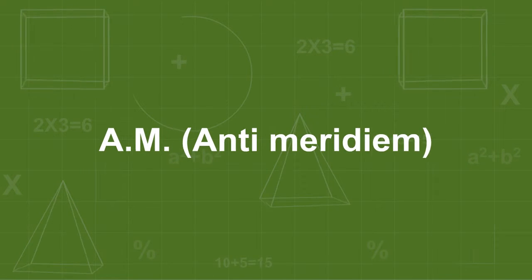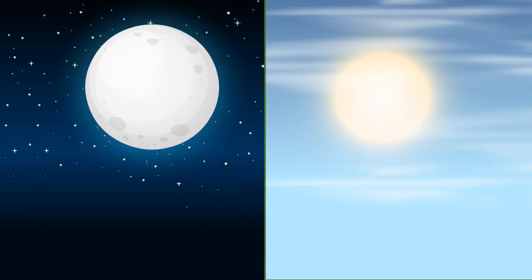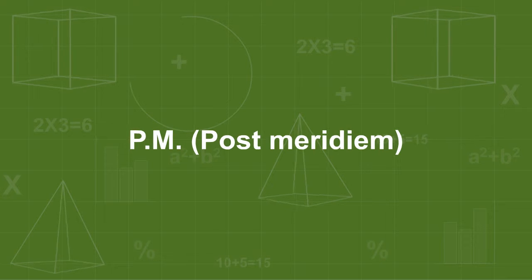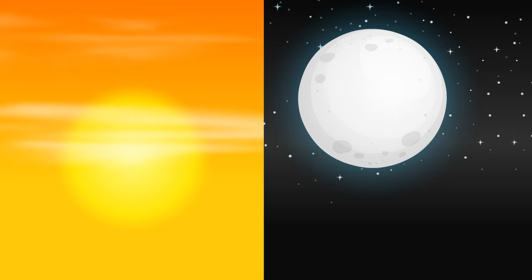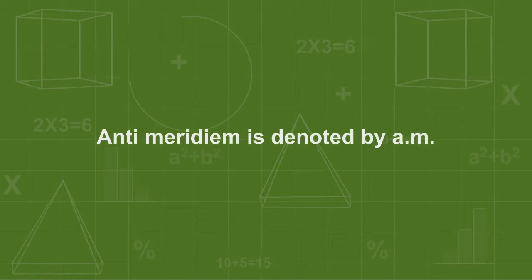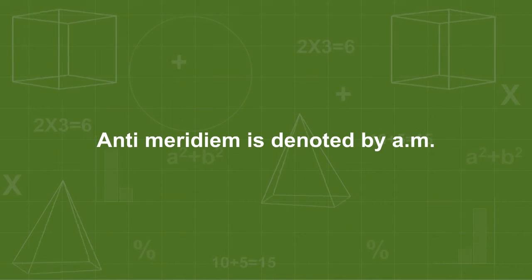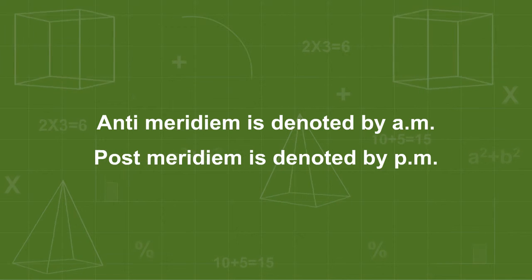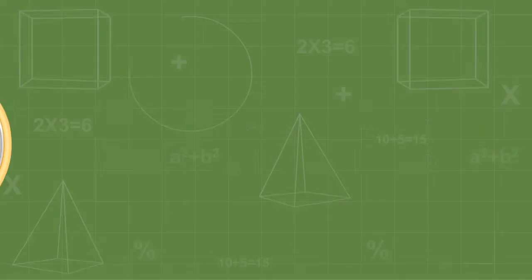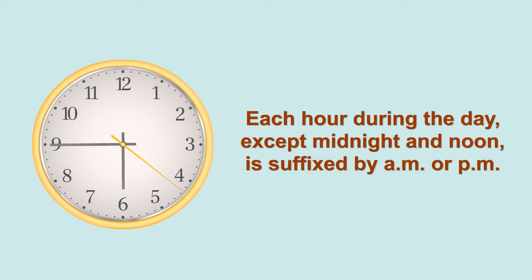AM, ante meridiem, before noon, between midnight and noon. PM, post meridiem, afternoon, between noon and midnight. Ante meridiem is denoted by AM, while post meridiem is denoted by PM. Each hour during the day, except midnight and noon, is suffixed by AM or PM.